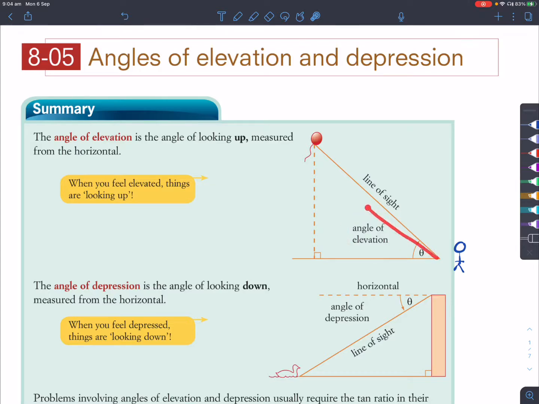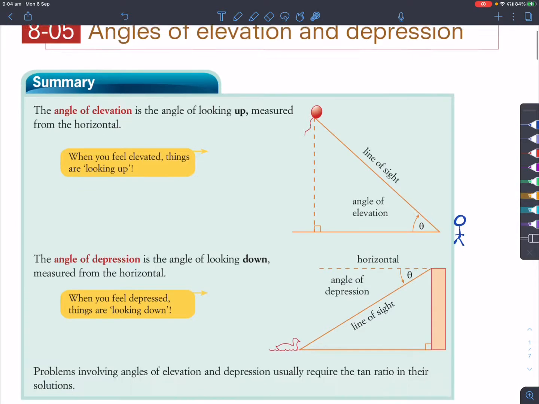And what this creates is a right angle triangle. We can find all sorts of things such as the line of sight, the horizontal distance, and how high the balloon is from the ground. A simple way of remembering this is when you feel elevated, things are looking up.